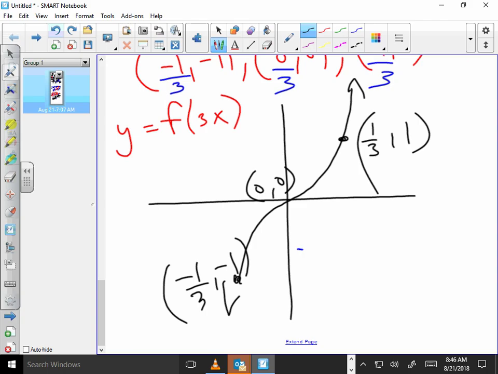Okay, let's practice some graphing before we go backwards. On your whiteboards, will you please graph this for me?